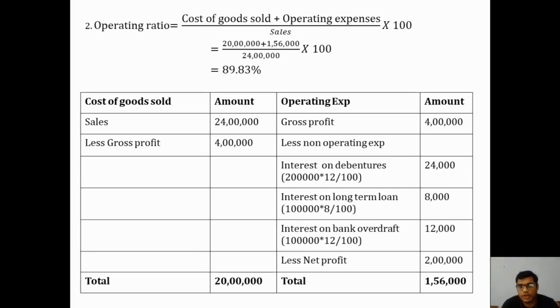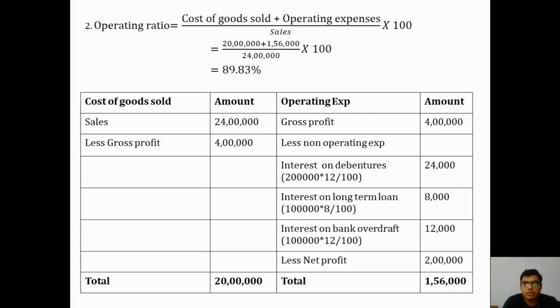Next, for calculating operating expenses, we have one formula here, that is gross profit less non-operating expenses. Now in this problem, the information related to non-operating expenses is not given directly. We have to identify that. That is the interest we are paying on our debentures, our long-term loans and the bank overdraft. These three things we have to subtract as non-operating expenses. And apart from this, we subtract net profit from the gross profit to obtain the operating expenses. So if we use this formula, we get the operating expenses value, that is 1,56,000 rupees.